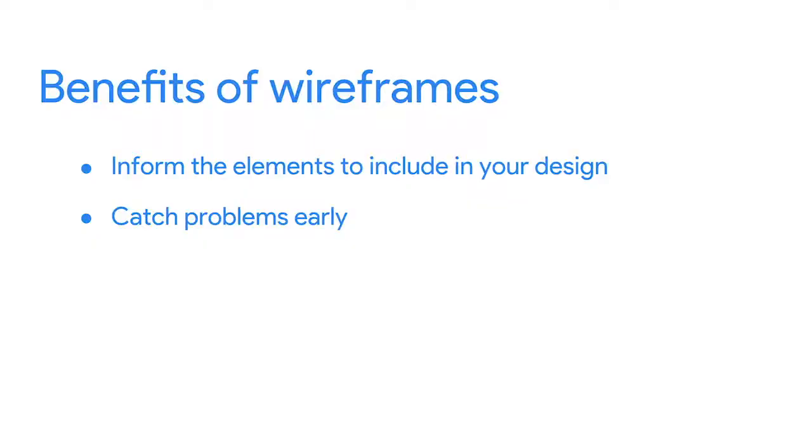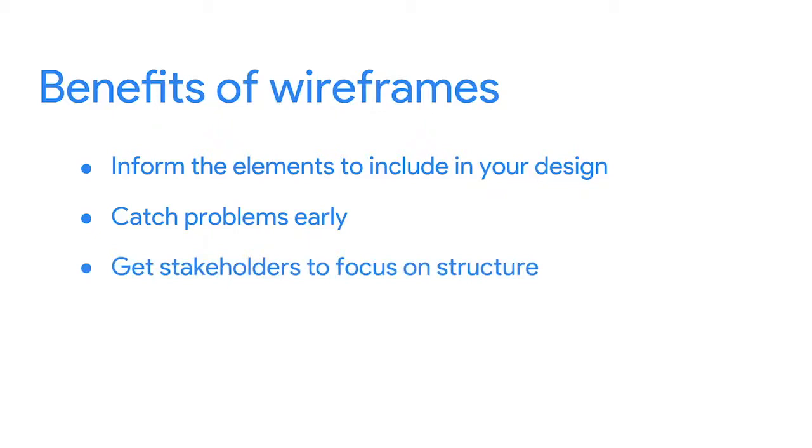Also, wireframes get stakeholders to focus on structure instead of the details like color and text. The magic of a wireframe is its simplicity. A wireframe is a basic outline made up of lines and simple shapes, so there are no details for stakeholders to get hung up on. This allows you to make decisions early on the structure of the website or app.